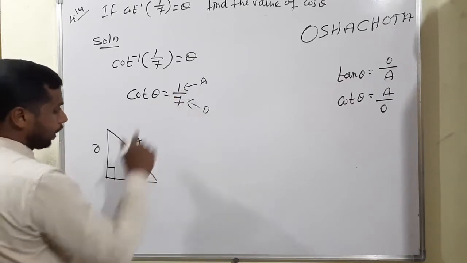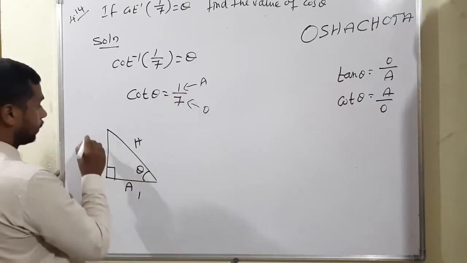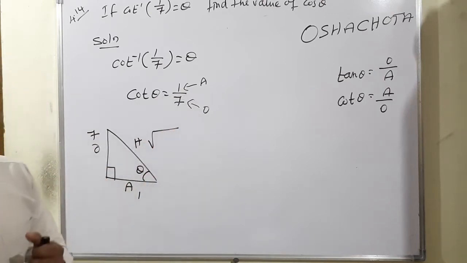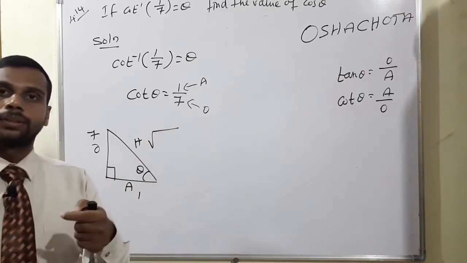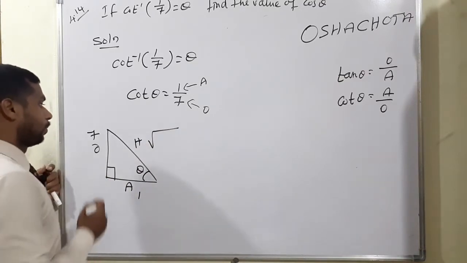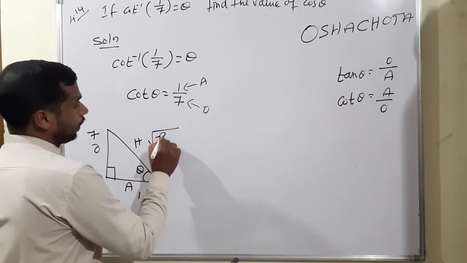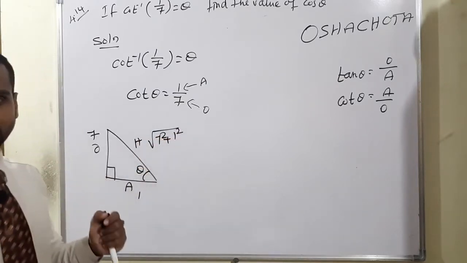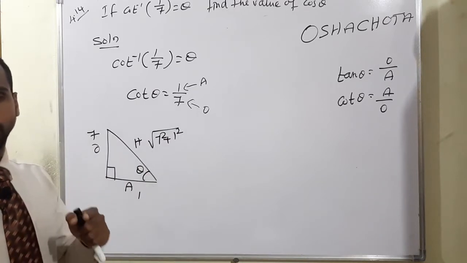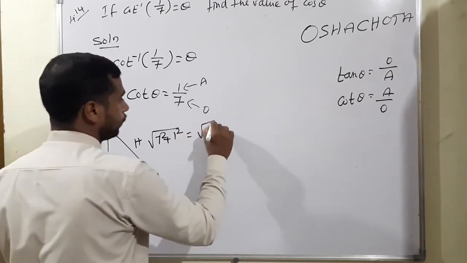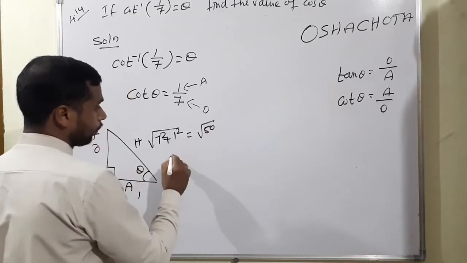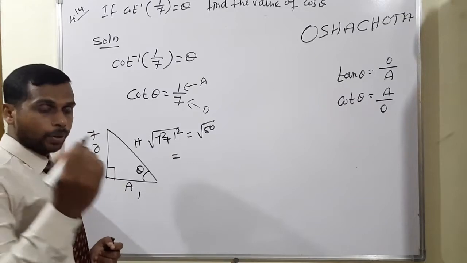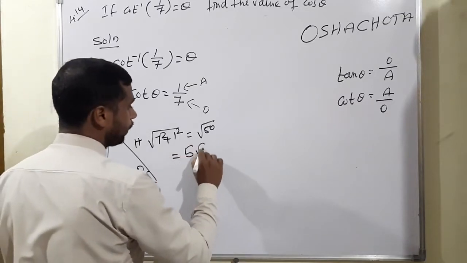Given value, adjacent value will be 1, opposite value consider 7. What is the meaning of right angle triangle? Pythagoras theorem: in any right angle triangle, the square of the hypotenuse is equal to the sum of the squares of the other two sides. So what we have to do? Sum of squares, that is 7 square plus 1 square, means 7 square value will be 49, 1 square value will be 1. Therefore square root of 49 plus 1, is square root of 50. Square root of 50 means we can split 25 into 2. What is 25? Perfect square of 5. Therefore we can write it as 5 root 2.